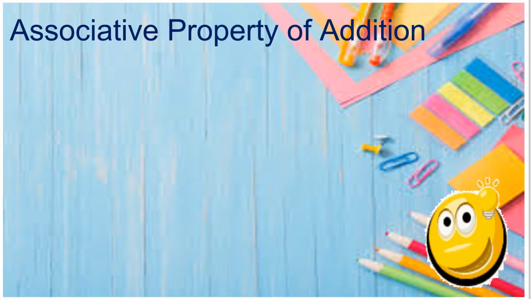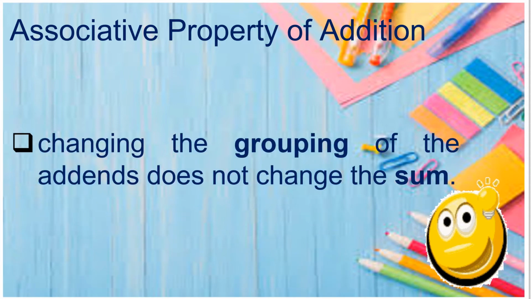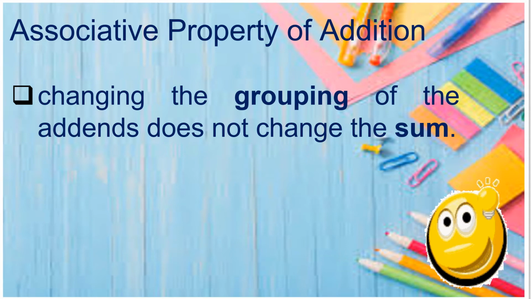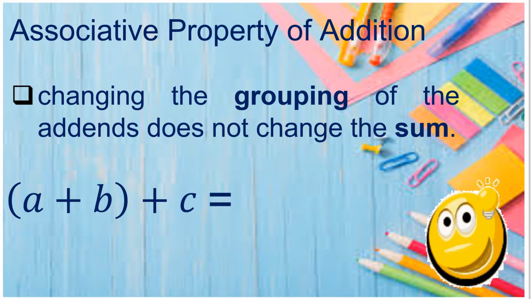Now let us have the next property, which is the associative property of addition. Let us read all together. It states that changing the grouping of the addends does not change the sum. So our keyword for associative property is grouping. So supposing we have a plus b plus c, it is equal to a plus b plus c, with different grouping. So whether we regroup the addends a, b, c, it does not change the sum at all.